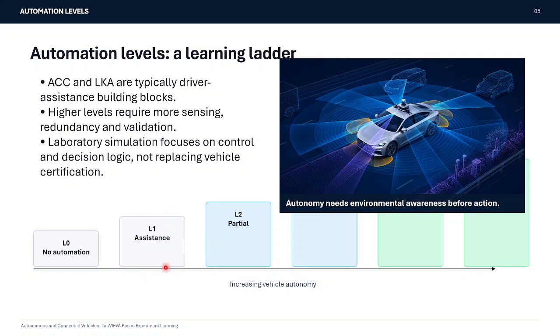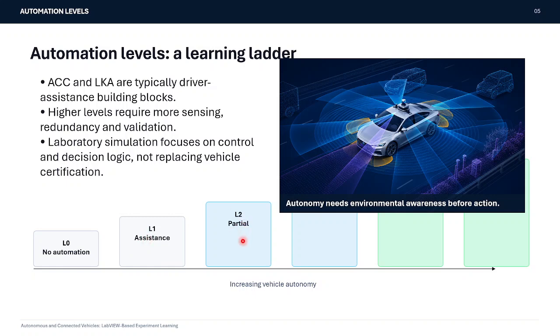Then the next one is the L2 level. L0 level is no automation. L1 is some basic assistance, like about the seat belt, always lock the door. So small assistance is there at L1 level. Then L2 is the partial.